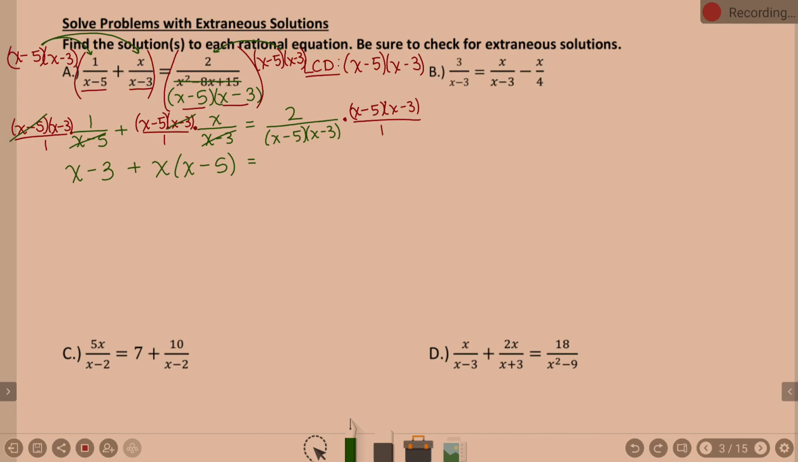And on the right, 2 over x minus 5, x minus 3 times x minus 5, x minus 3. What happens? Just 2. X minus 5 cancels, x minus 3 cancels, and you're left with 2.